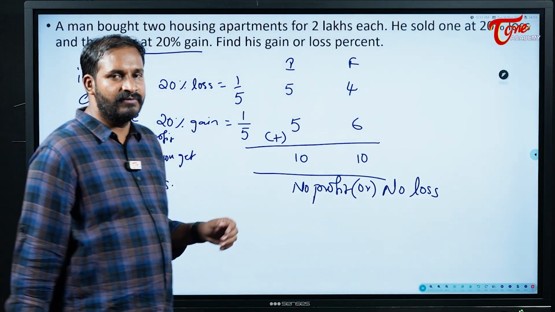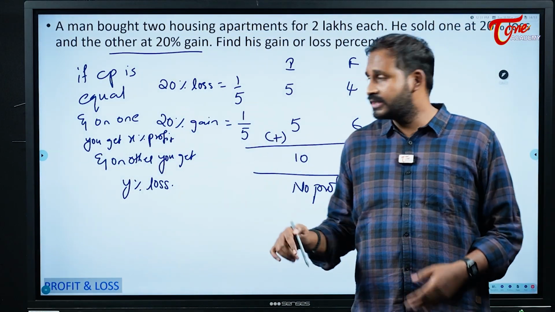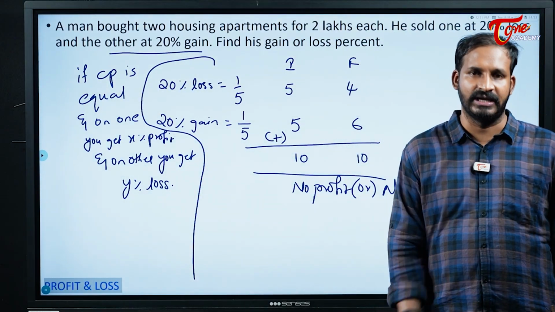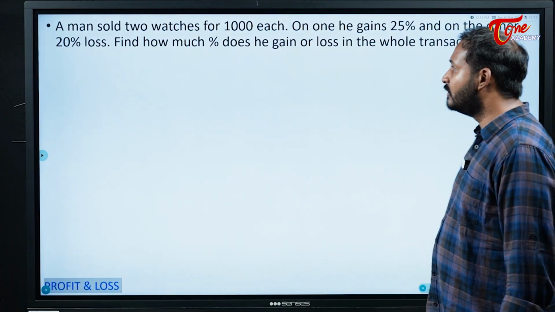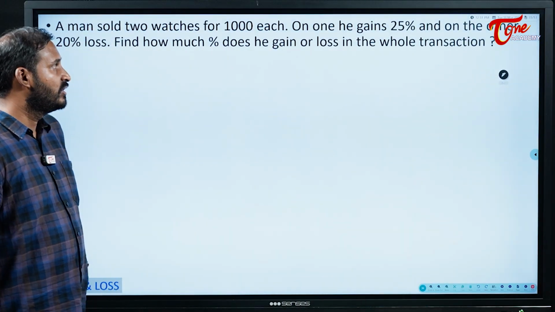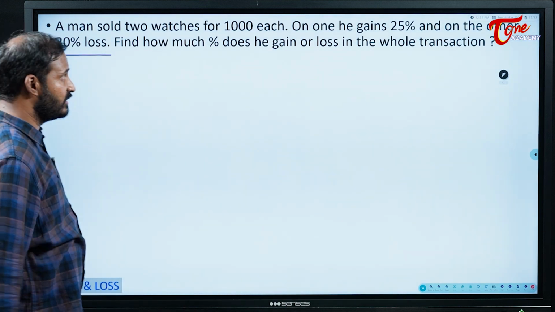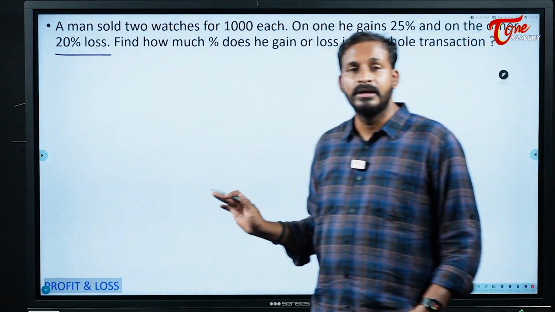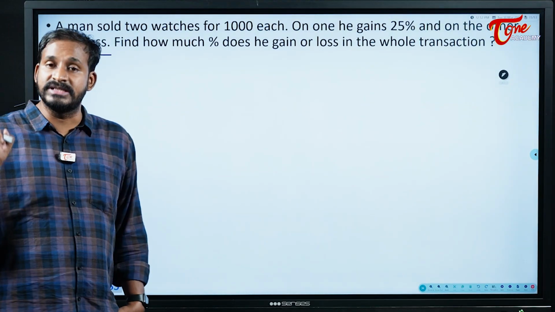For example, if the values, the percentage changes, are X% and Y% something like that, then in that case we will follow our basic or the shortcut method to get the final answer. Understood? Now we will see our next problems. A man sold 2 watches for 1000 each. On one he gains 25%, on the other he gets a 20% loss. See here students, he sold the 2 watches for 1000 rupees. Now on one he is getting 25% profit and on the other 20% loss.